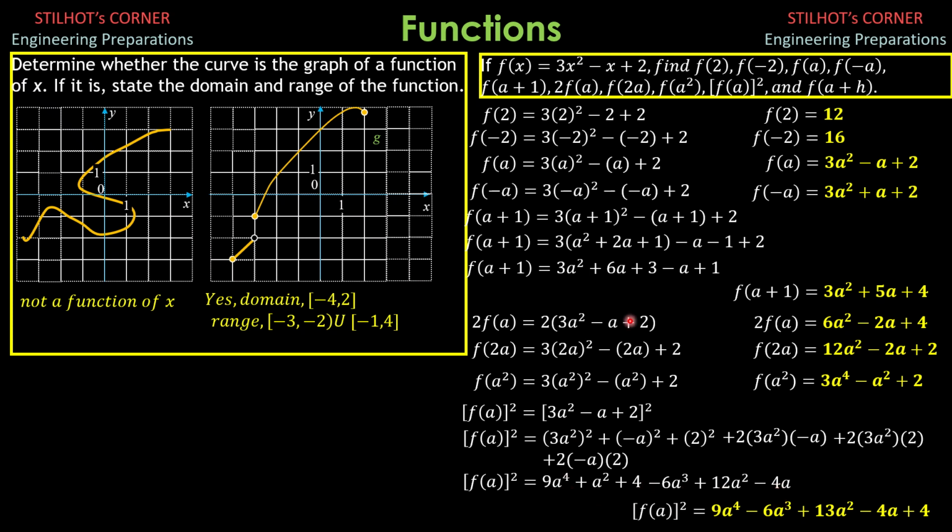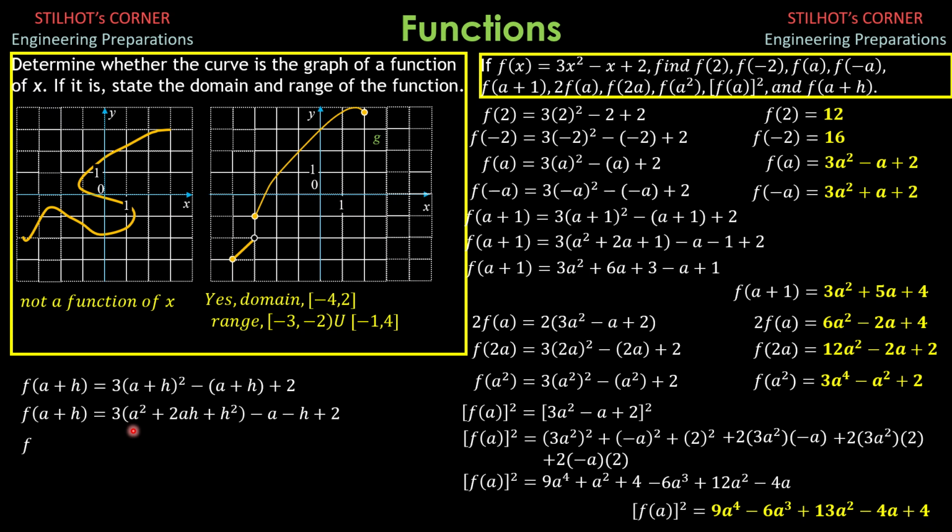That's it. Then for the last part, f of a plus h, it is equal to 3 times quantity a plus h squared minus quantity a plus h plus 2. So this is 3 times quantity a squared plus 2ah plus h squared, then minus a minus h plus 2. Simplifying, we have f of a plus h is 3a squared plus 6ah plus 3h squared minus a minus h plus 2.